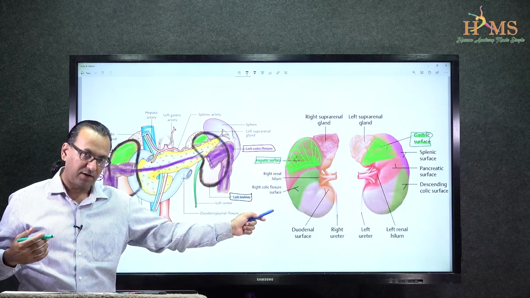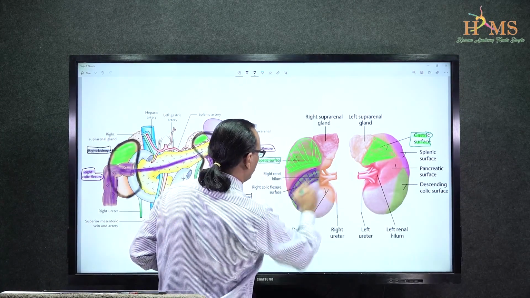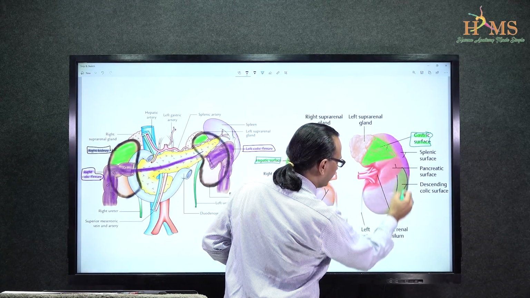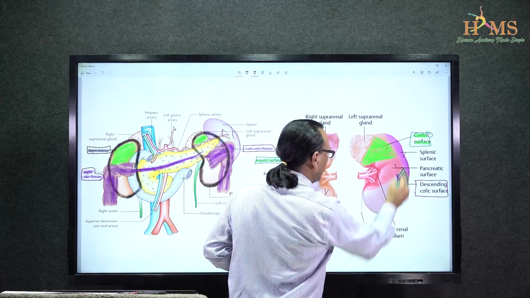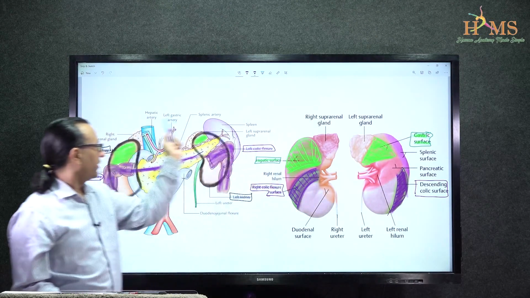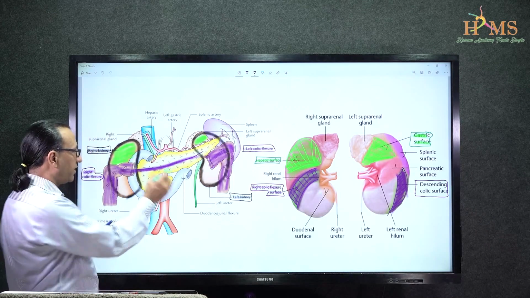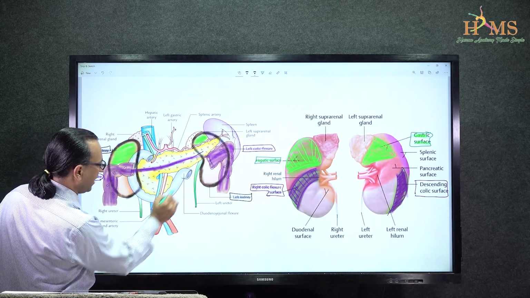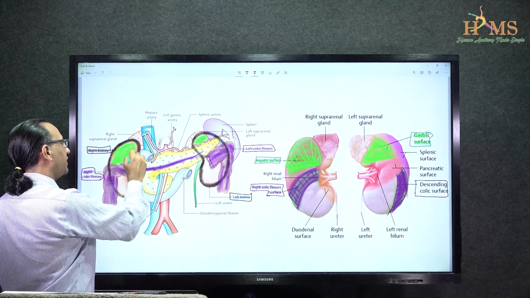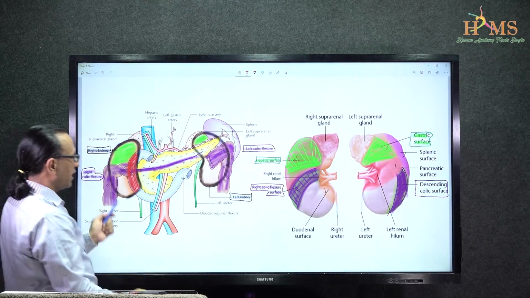You can mark them here, the right colic flexure on the kidney shown here, and then you can also show it on the anterior aspect of the left kidney, the left colic flexure and the descending colon area on the anterior aspect of the left kidney. And then you can mention in front of the right kidney, we have second part of the duodenum. See, this is duodenum 1, duodenum 2, duodenum 3, and duodenum 4. So it is the second part of the duodenum, which is lying anterior to the right kidney, as you can mark here, as well as you can show it in this diagram here.